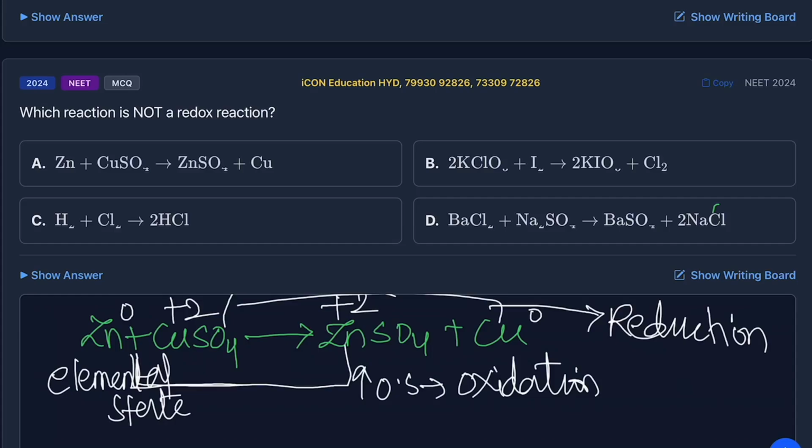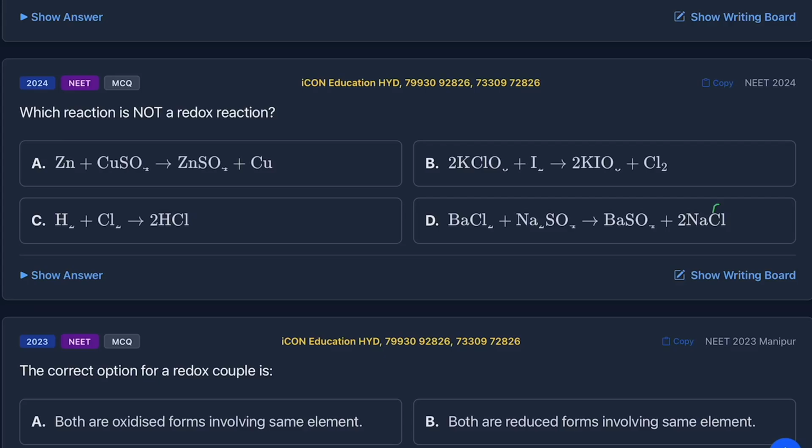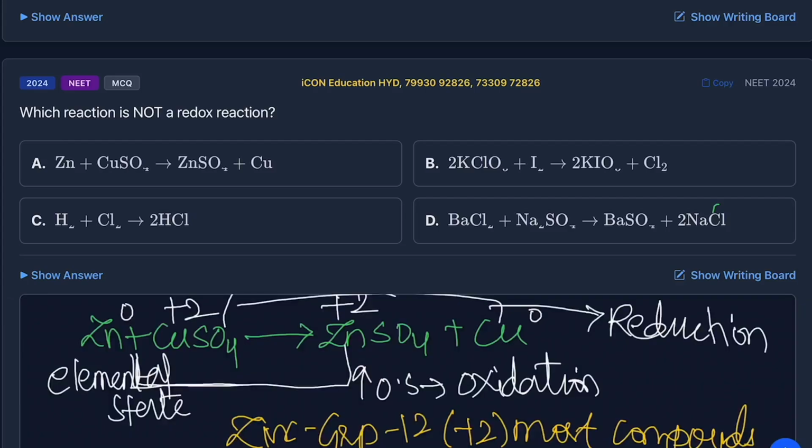Okay. Zinc, which group does it belong to? Zinc belongs to group 12. Zinc belongs to the group 12 metals. So it always forms a plus 2 ion, showing the plus 2 oxidation state in most of its compounds. So this is our first option with zinc. This is our redox reaction.